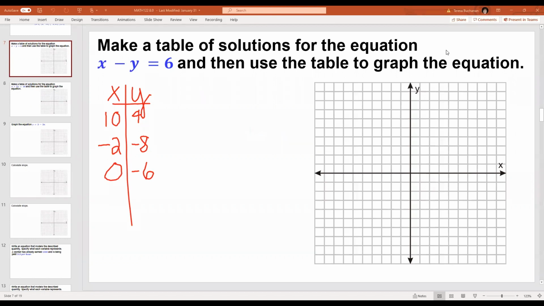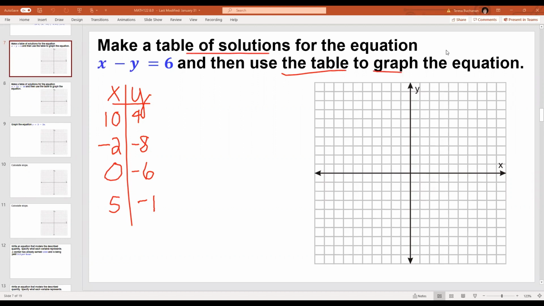Strange. And then maybe we'll put in one more. So 5. How about 5? Well, 5 minus negative 1 has to be the 6. 5 minus negative 1 would make 6. So I've done the first piece of this. I've made the table of solutions.